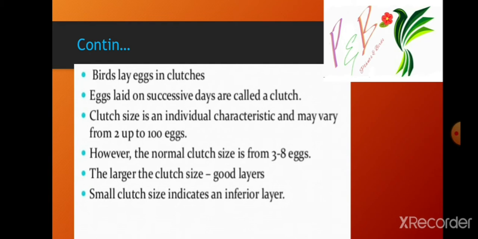But nowadays, broilers and egg layers have come into the picture. They lay nearly 20 to 25 eggs per month. The larger the clutch, the better the layer. So they are choosing the leghorn breed. Small clutches indicate an inferior layer.